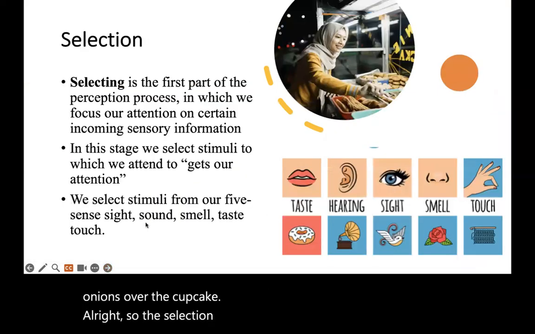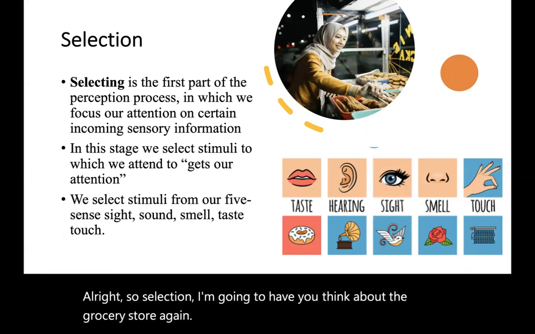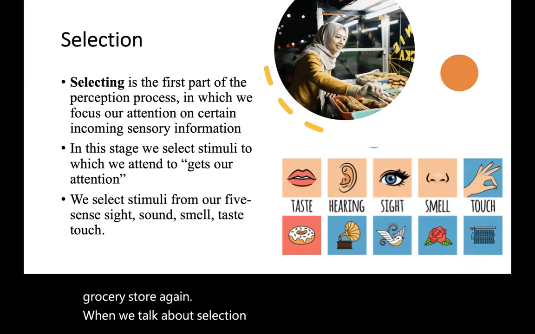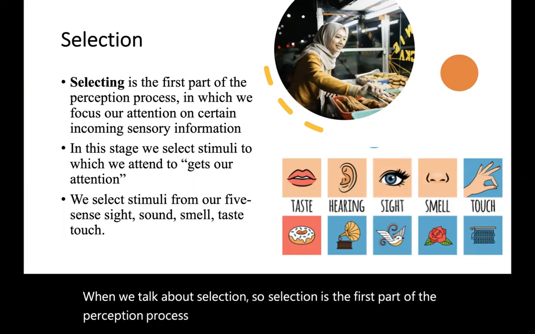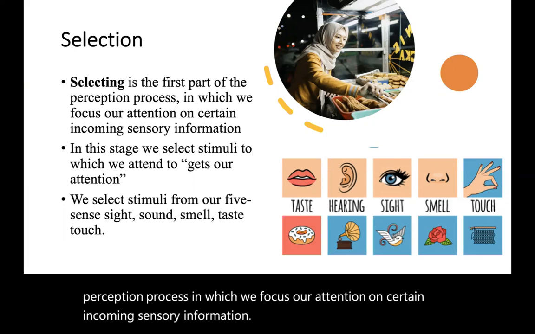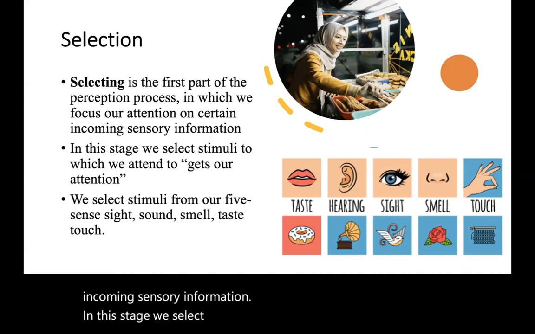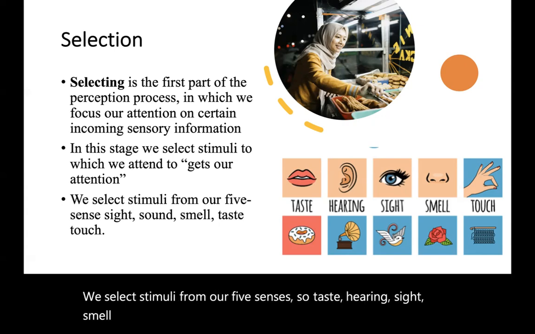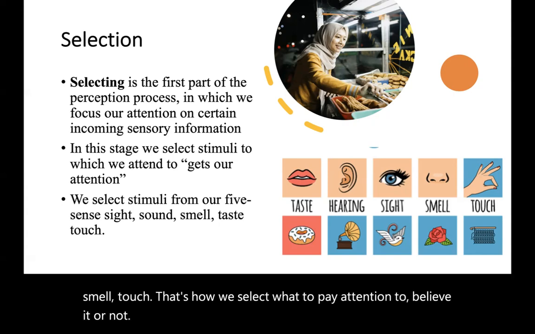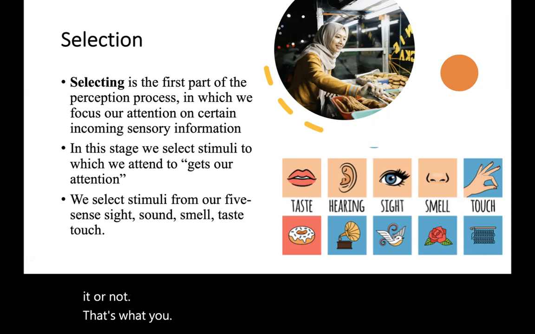All right, so selection. I'm going to have you think about the grocery store again when we talk about selection. Selection is the first part of the perception process in which we focus our attention on certain incoming sensory information. In this stage, we select stimuli to which we attend, that gets our attention. We select stimuli from our 5 senses. So taste, hearing, sight, smell, touch. That's how we select what to pay attention to. What you select is based off of what you either taste, hear, see, smell, or touch, right?